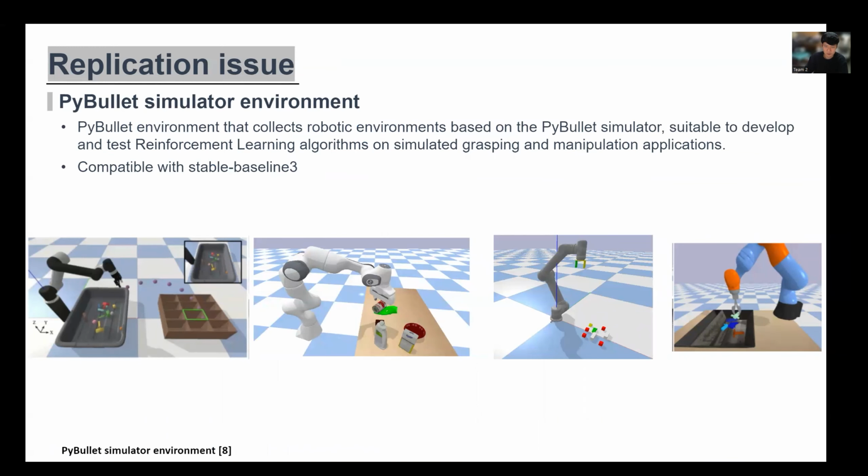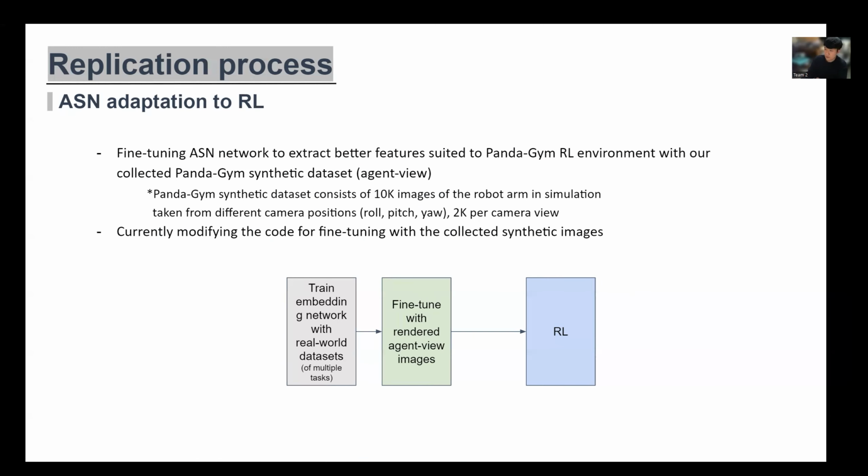We also tried to use other RL environment setups, such as Pipeline. This environment is also very similar to the previous experiment setup. Now we are trying to fine-tune the ASN network to extract better switcher representation. So currently we modified the code for fine-tuning with the collected synthetic datasets.